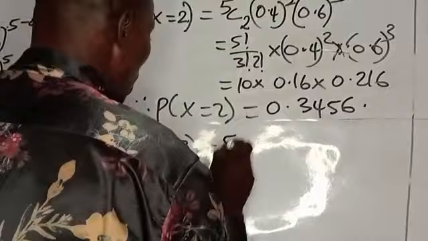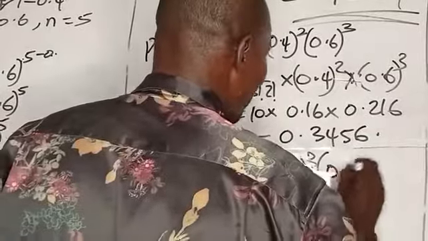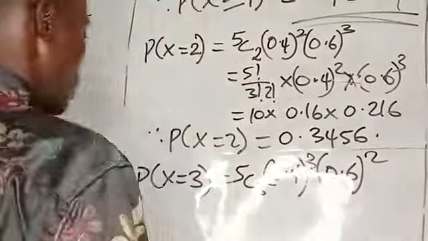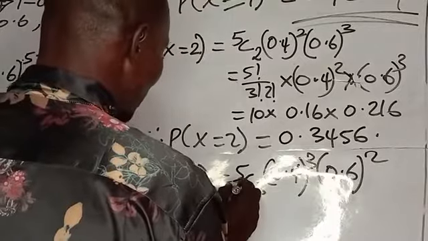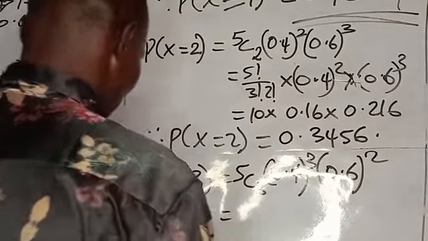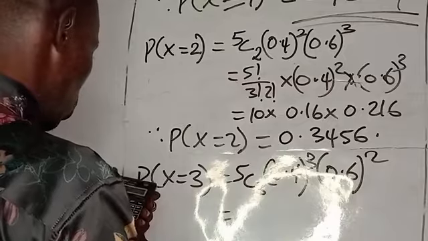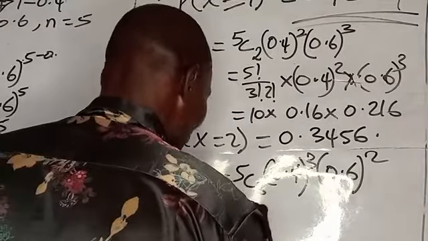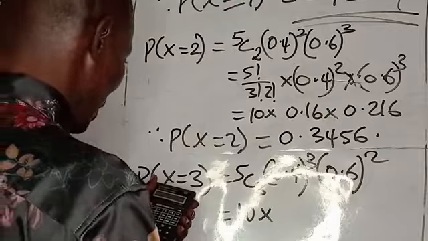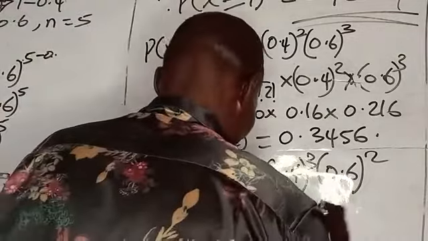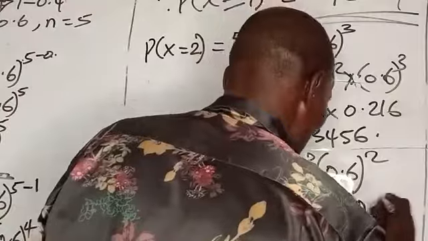Which is 5 combination 3 times 0.4 raised to power 3 and 0.6 raised to power 5 minus 3, that is 2. Which is 5 factorial over 3 factorial, 2 factorial. So, 5 times 4 divided by 2. 5 combination 3 is 10 as well, times 0.4 raised to power 3. That gives us 0.064 times 0.6 squared. That gives us 0.36.